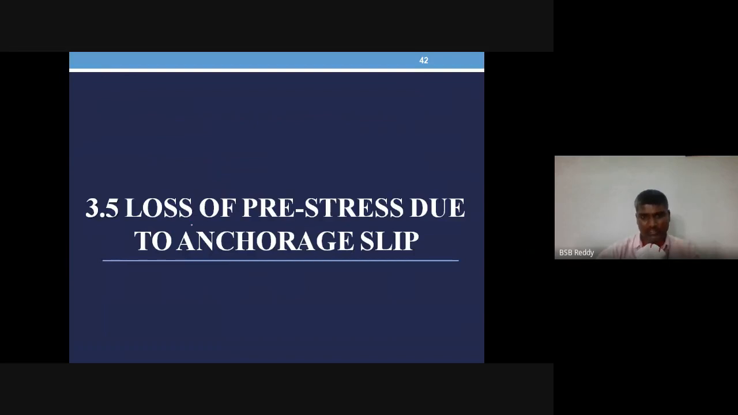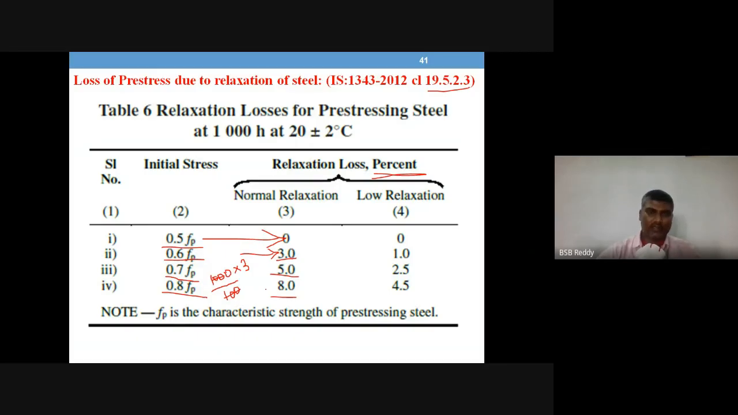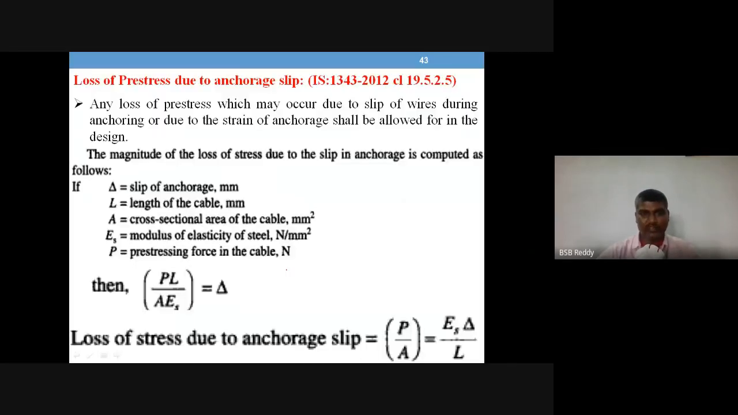Now let us see loss of pre-stress due to anchorage slip, the fifth loss in a row. We started with elastic shortening, the first one, shrinkage loss, the second one, and then creep, the third one. Now the fourth one was relaxation loss, and the fifth one is now anchorage slip. Okay, this is very simple, based on the concept of axial stress, axial strain, the axial deformation.